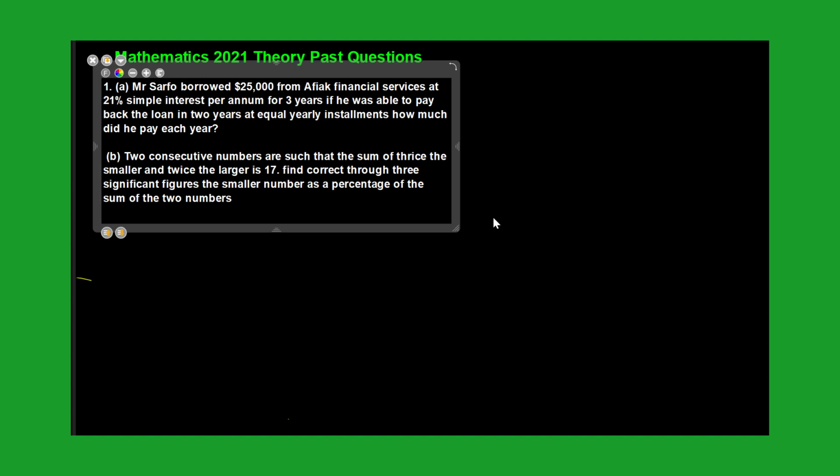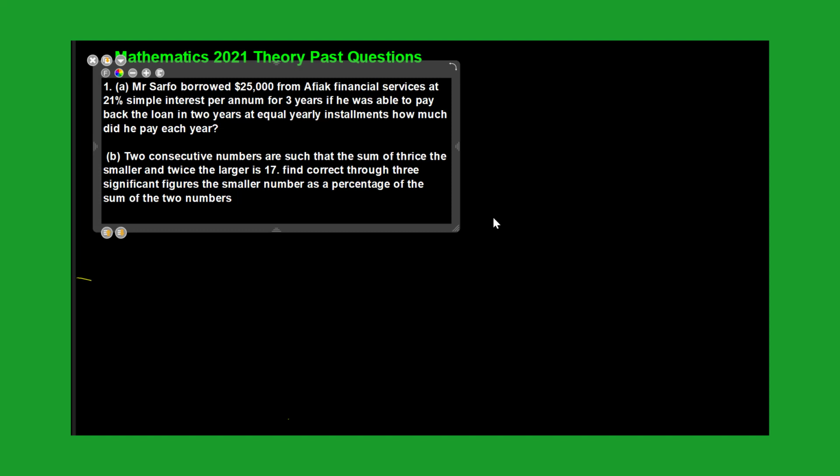We are going to find the simple interest to ascertain the total amount to be paid for the period of 3 years. Then after getting the amount to be paid after 3 years, we divide the total amount by 2, because from the question he was able to pay equal yearly installments. So we divide the total amount for the 3 years by 2 to get the amount we will pay for the 2 years. So first of all, we find the simple interest.